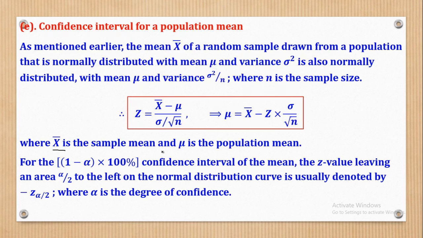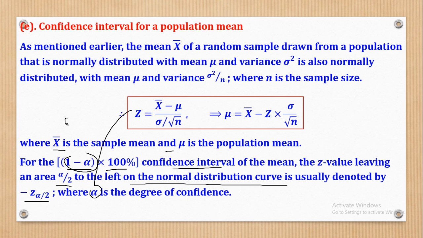So there's a sample mean, population mean. Now for the 1 minus alpha times 100% confidence interval of the mean, the z value leaving an area alpha over 2 to the left on the normal distribution curve is usually denoted by negative z alpha over 2, where alpha is the degree of confidence. Now we're using 1 minus alpha, we shall see what it means.